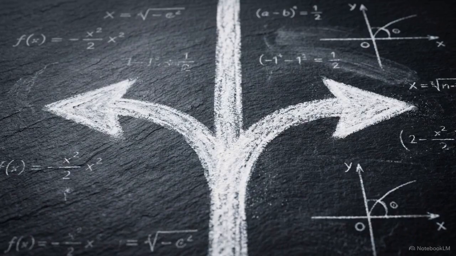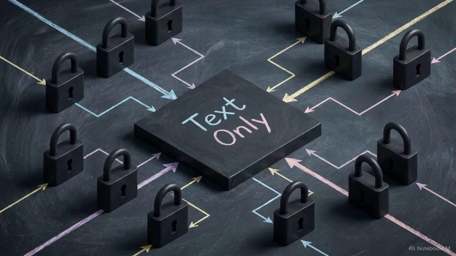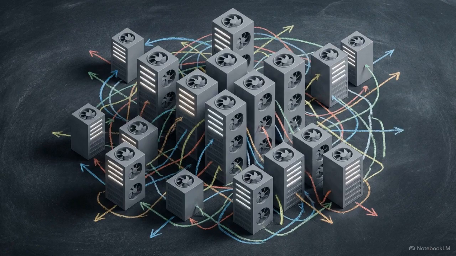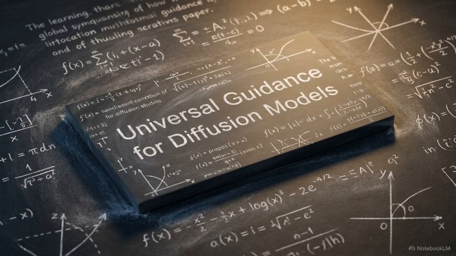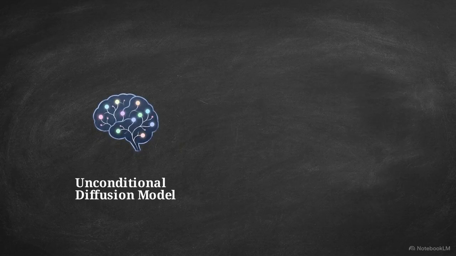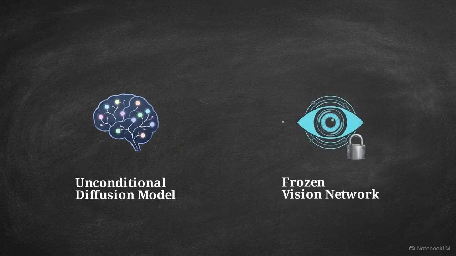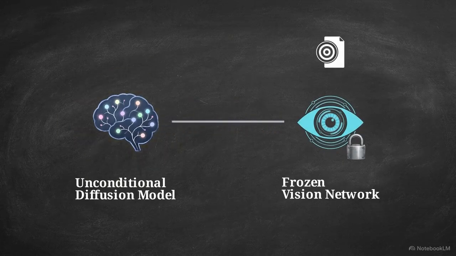Currently, the standard workflow forces a strict binary choice. Accept the rigid limitations of a pre-trained model, or invest immense capital to build a specialized one from scratch. In 2023, researchers from the University of Maryland published a paper titled Universal Guidance for Diffusion Models. They proved an unconditional diffusion model can obey constraints from any arbitrary frozen vision network.